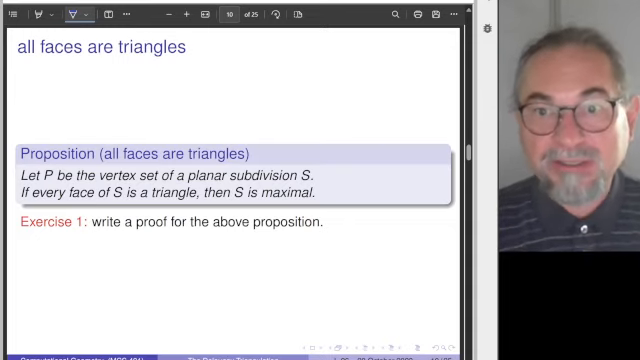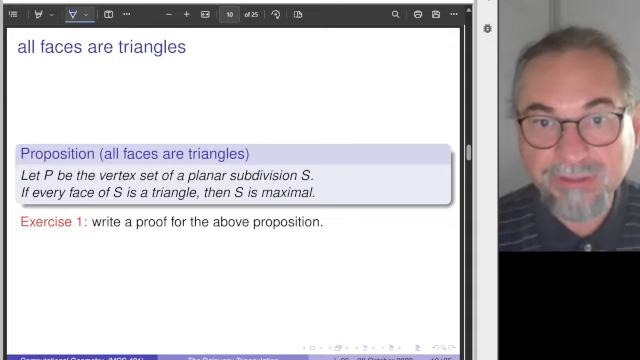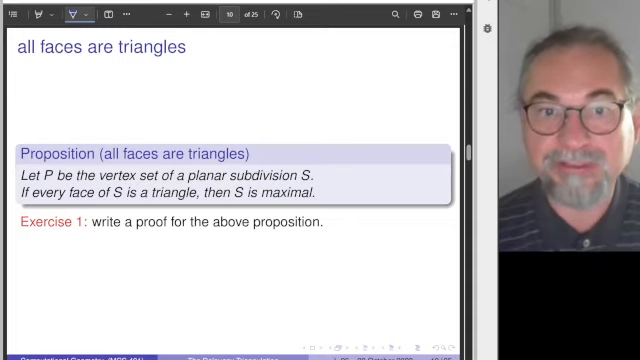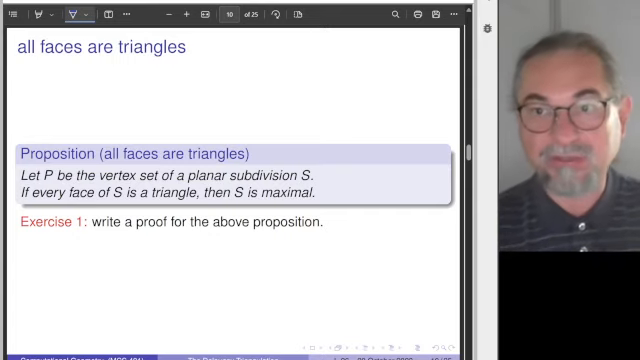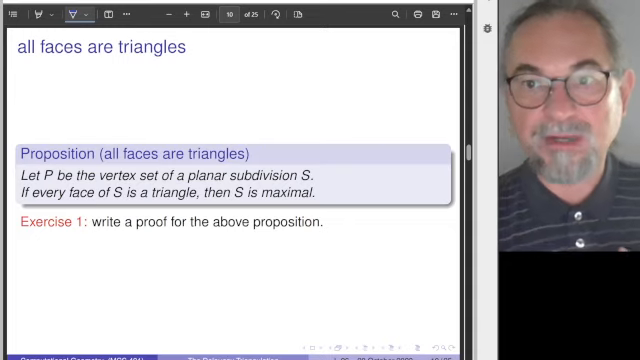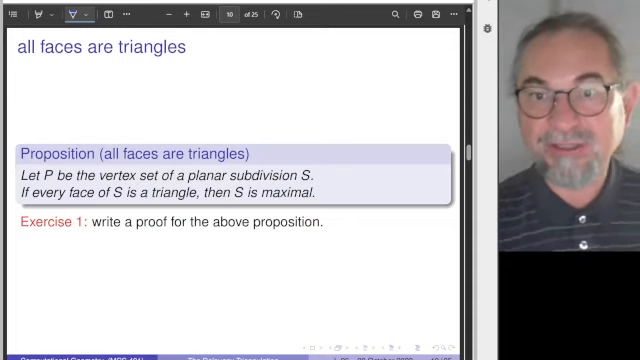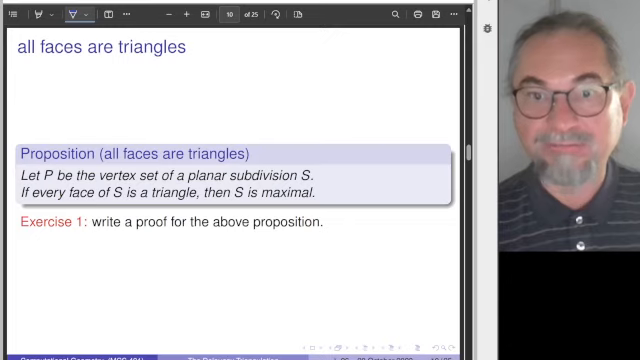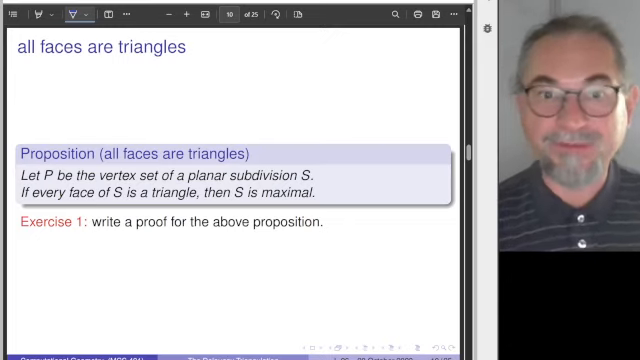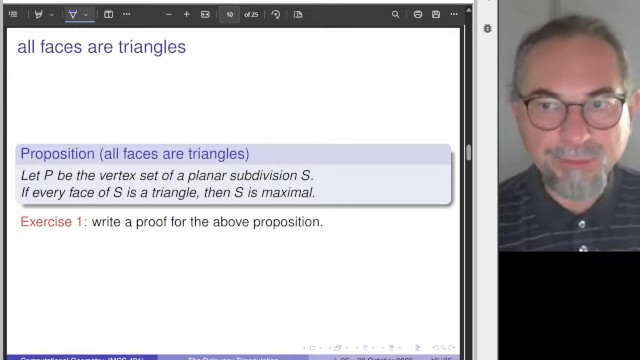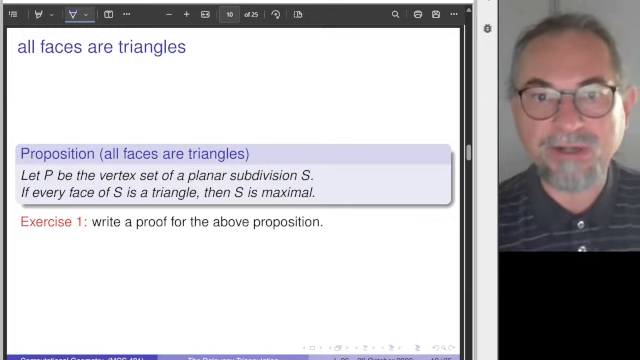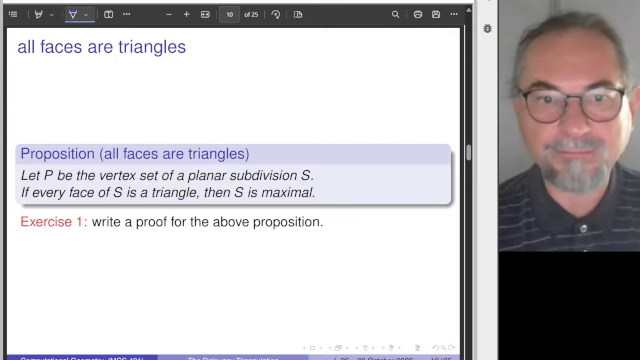So you can start by contraposition, for example. Suppose the subdivision is not maximal, then it actually means that you have somewhere a trapezium sitting in there, because you can add one edge and you still have a planar subdivision. And therefore, not every face of the subdivision was a triangle. So that actually proves it. The main purpose of the exercise is that we think about maximality and planarity.